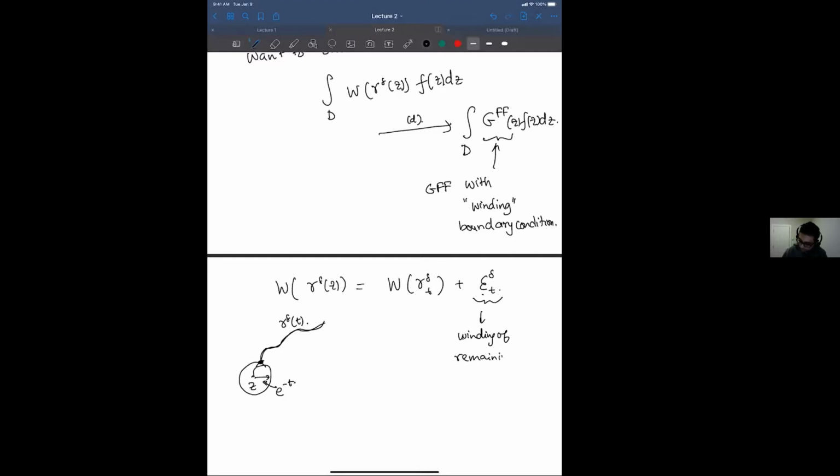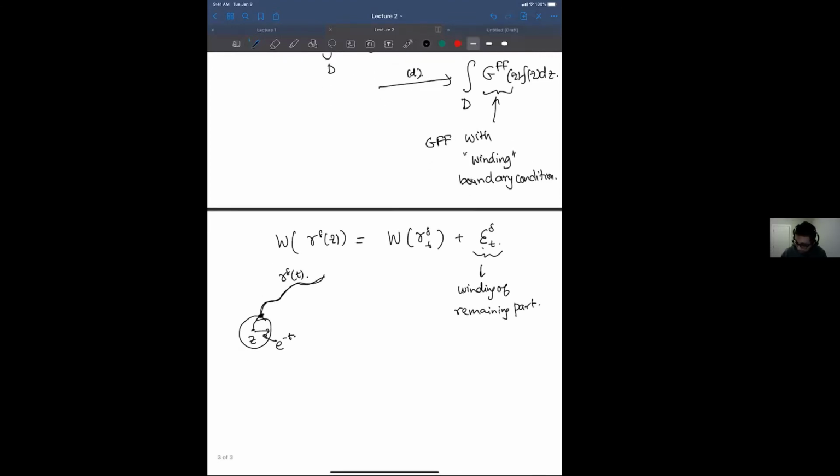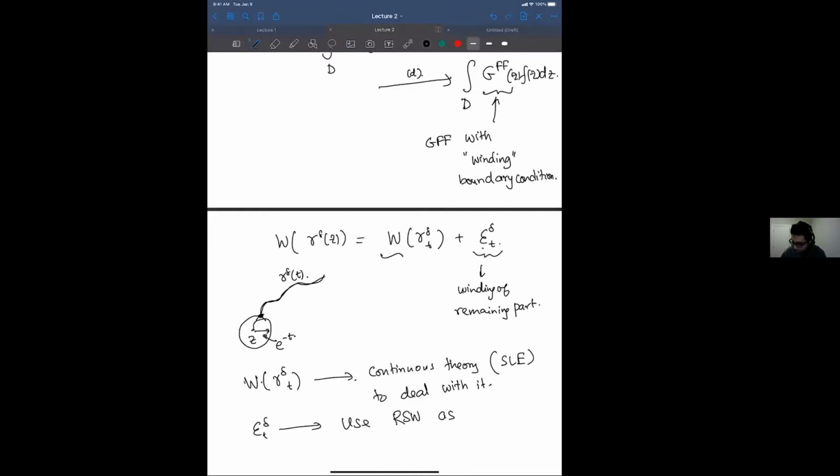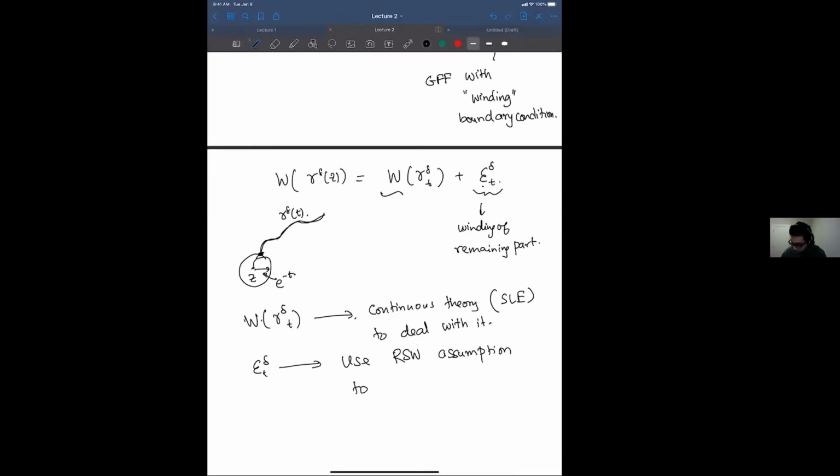we are going to think of it as some kind of error term, which will be the microscopic part of the winding. Now this part, the winding of gamma delta t, we are going to use continuous theory like SLE and so on to deal with. And the epsilon t delta, the error or the microscopic part, we are going to use the Russo-Seymour-Welch assumption to show at the end that epsilon t delta, both of these depend on Z at the end of the day. So this at Z is independent roughly for different Z. So that's roughly the idea.